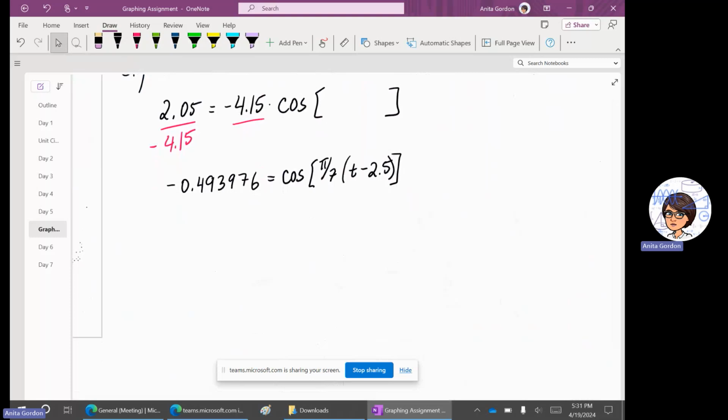Some scientific calculators will remember and some won't. So I always make sure to write lots and lots of numbers in case I make a mistake. I don't have to start over. I can just go back and start from the line where I made the mistake.